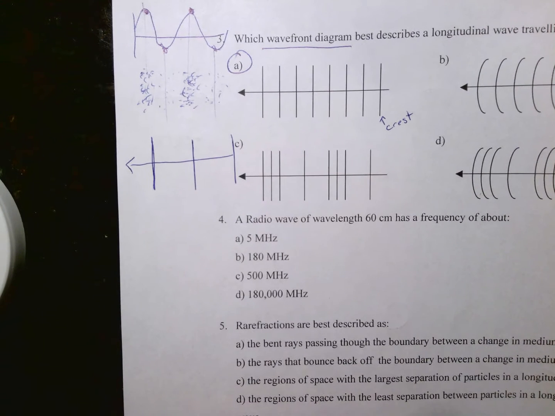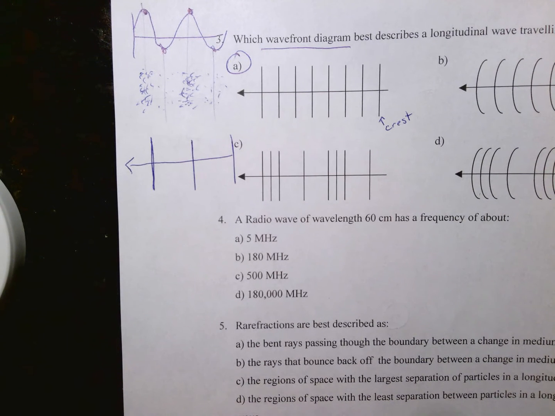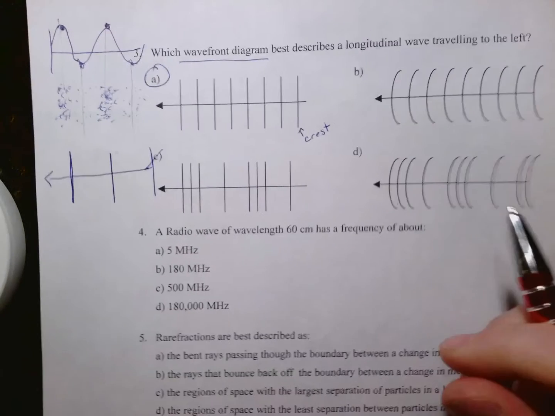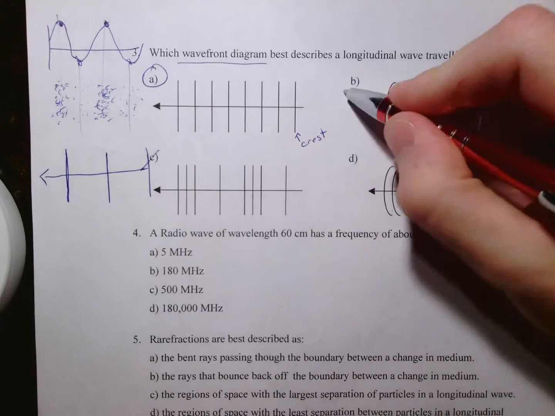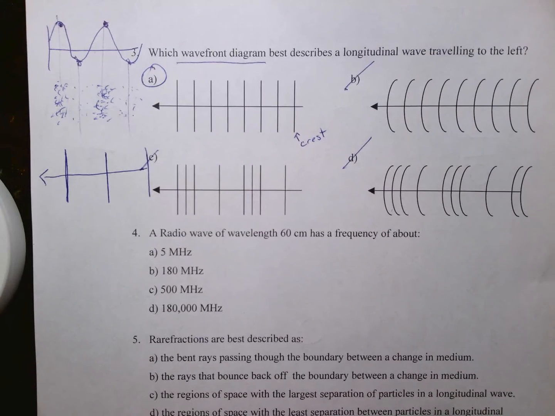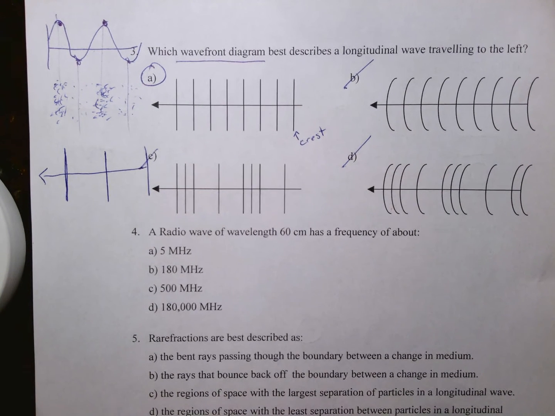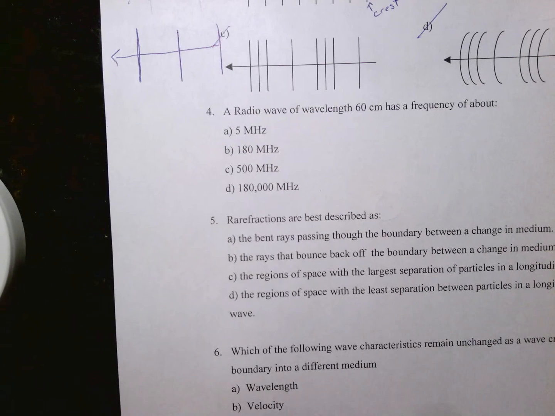C is a bit tricky because it has the shape of a longitudinal wave, but longitudinal waves don't look like this when they're drawn in a wavefront diagram. And then B and D, unfortunately, are not correct because of their shape. We draw wavefronts flat, not with a curve to them, even though waves physically look like they may have a curve. So, there's that.